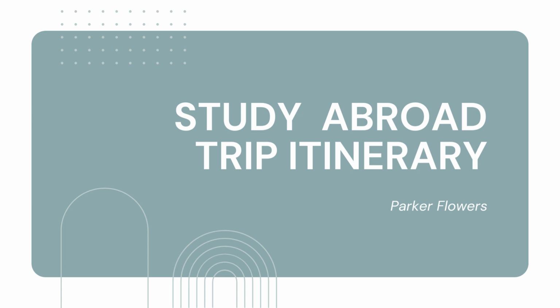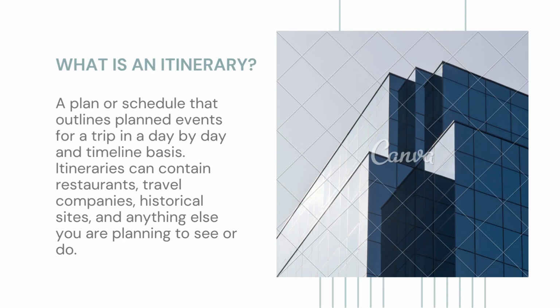Okay, so for G3, our third group assignment, we had to create an itinerary for our group study abroad trip. So to start off, what is an itinerary? It is a plan or schedule that outlines planned events for a trip on a day-by-day and timeline basis. Itineraries can contain restaurants, travel companies, historical sites, and anything else that you might want to plan on seeing when you're traveling abroad.